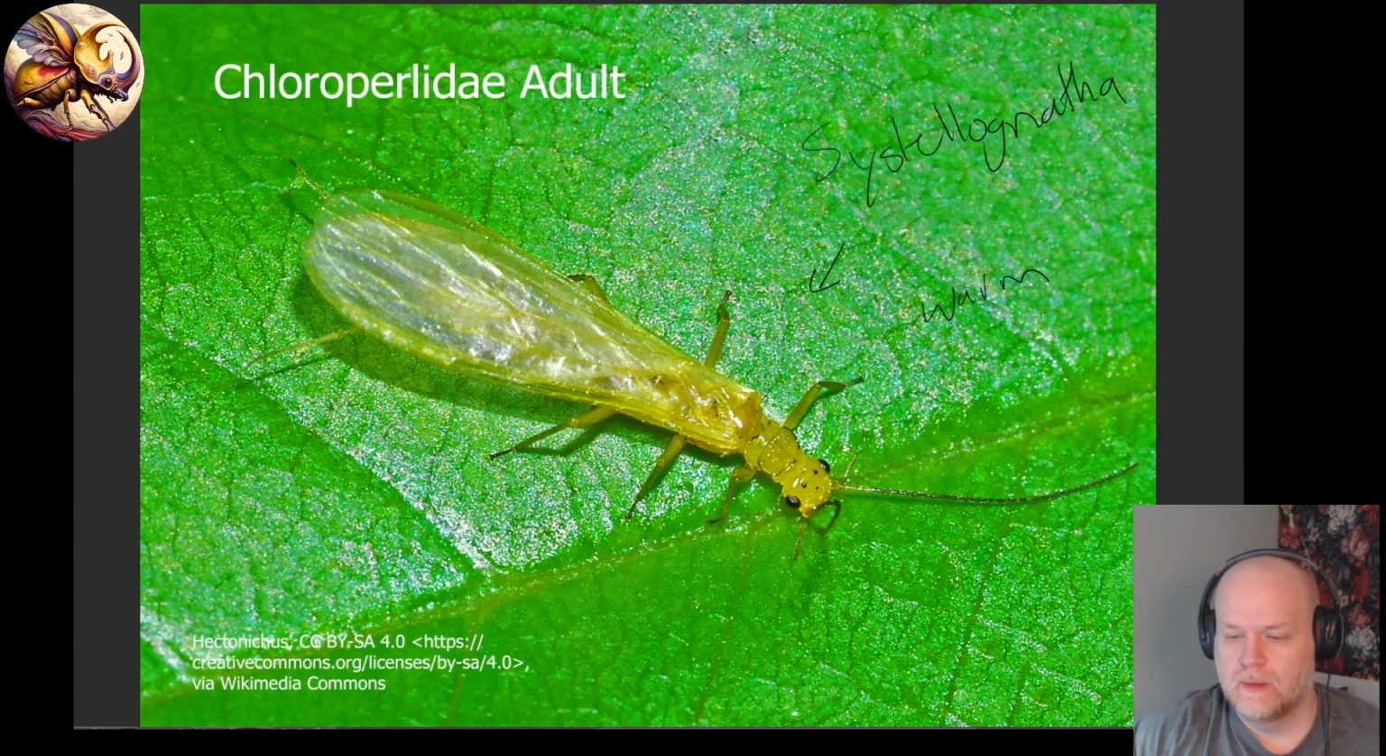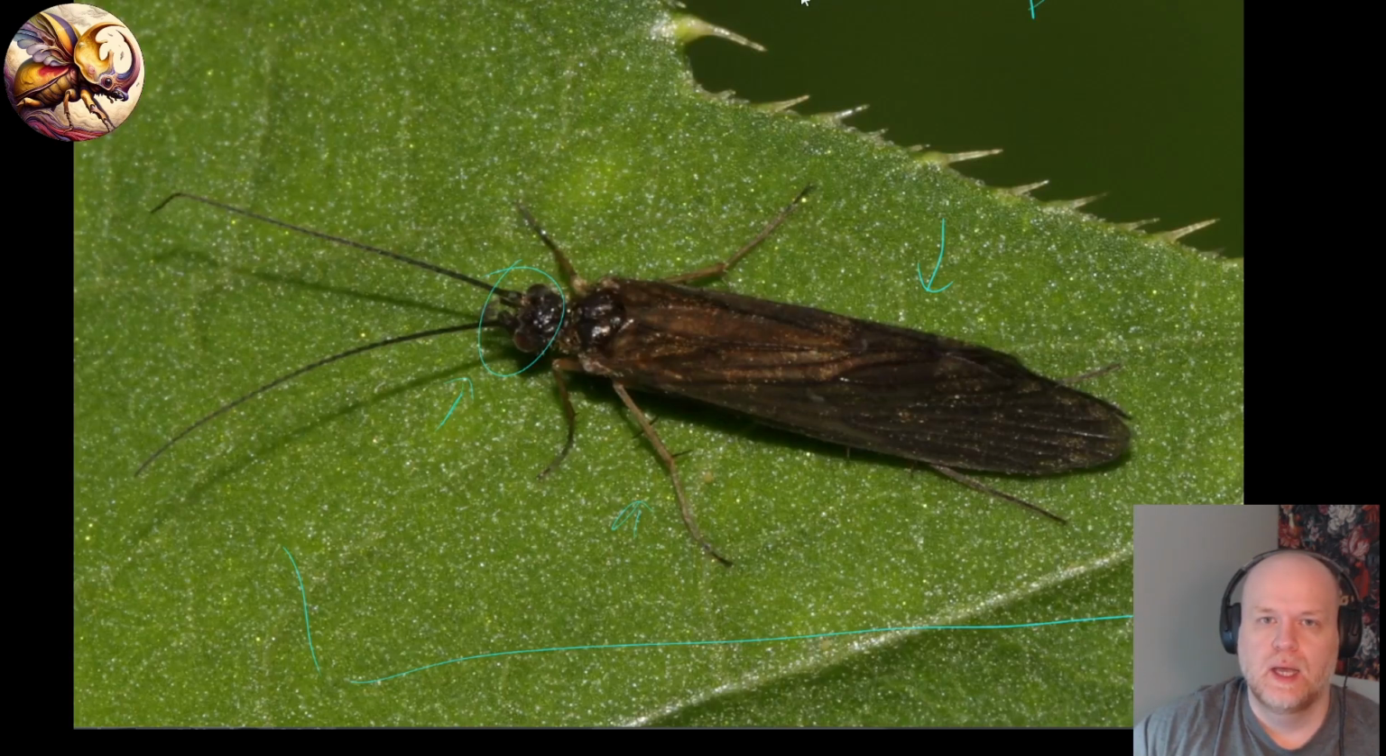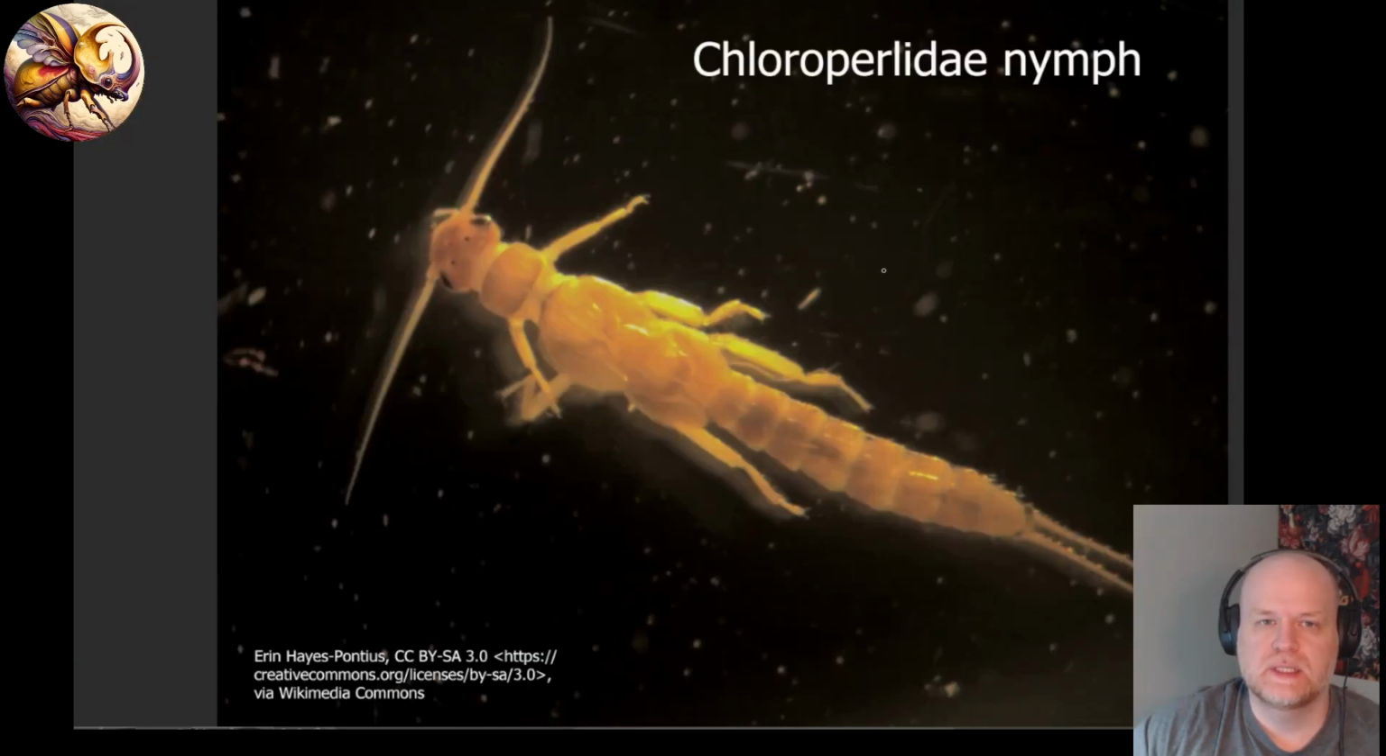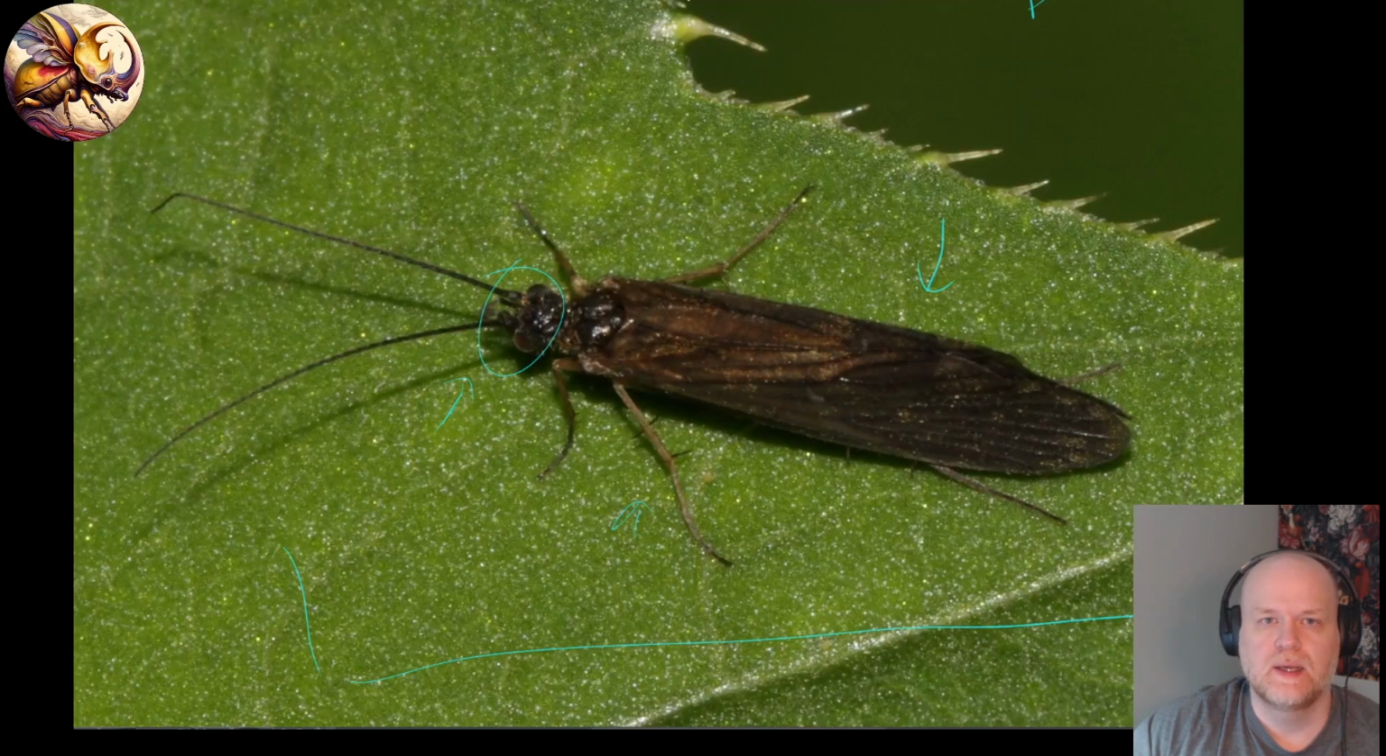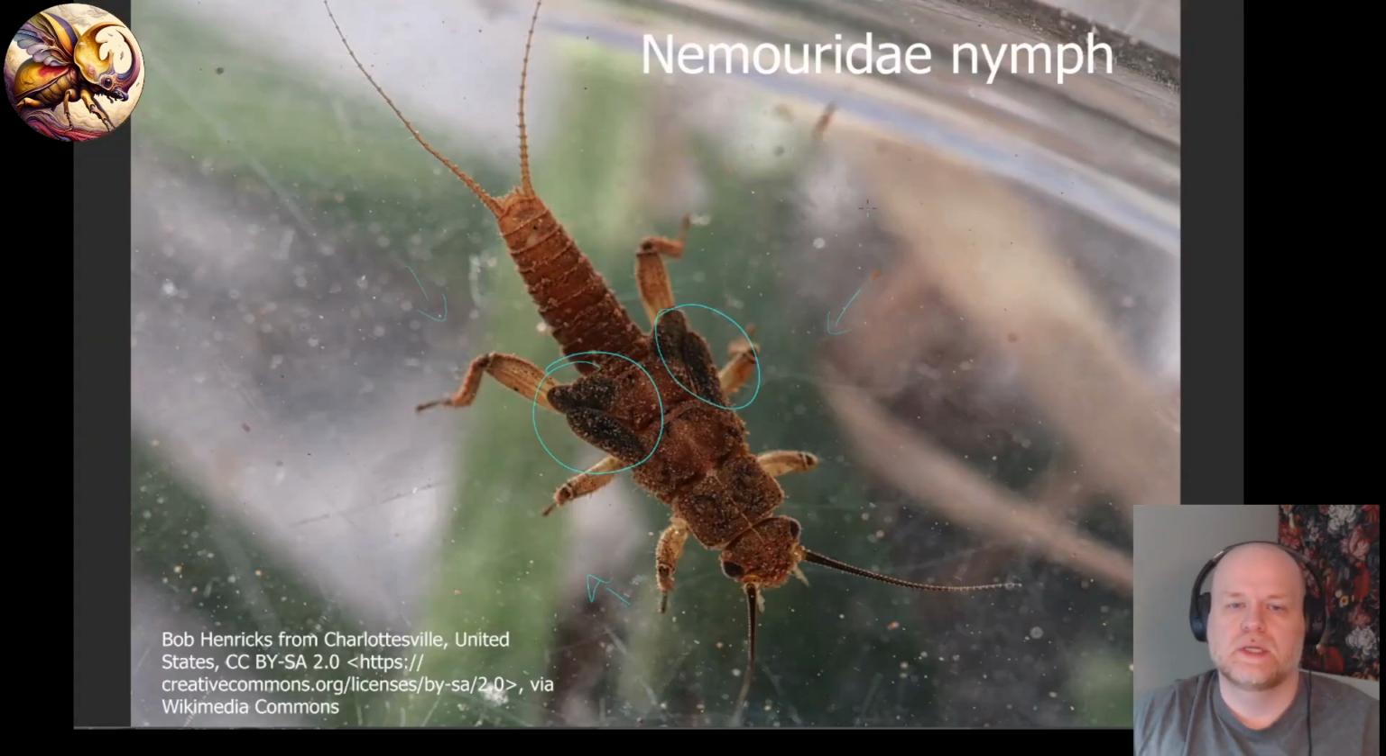The females will mate multiple times and lay eggs multiple times, unlike this other group. So you can already start seeing a difference. This is what their nymphs look like. And if you compare the chloroperlids, this is a Cistellonatha, with the nymphs of the Nemourids, you can already see a different body design.